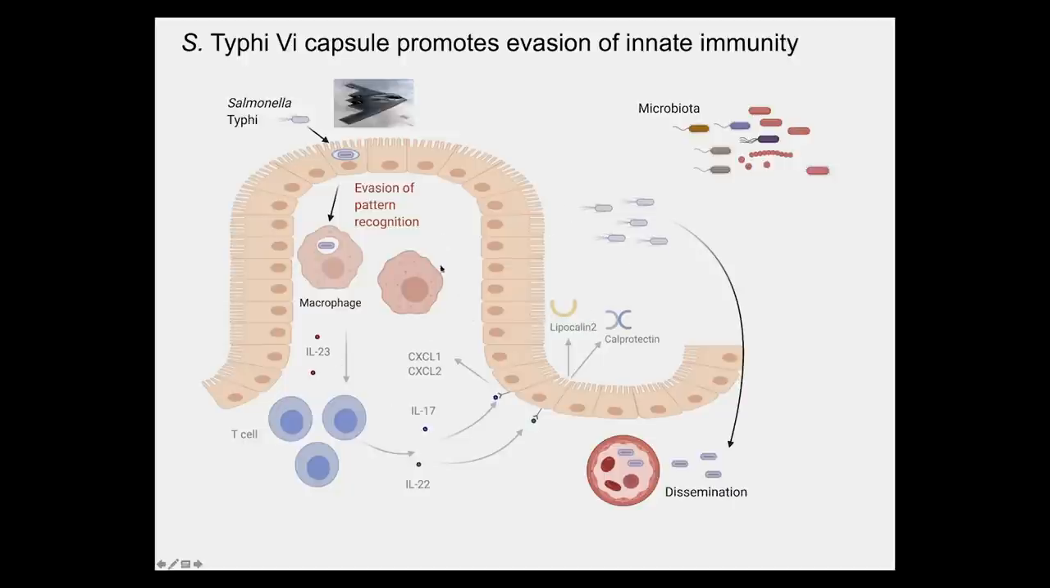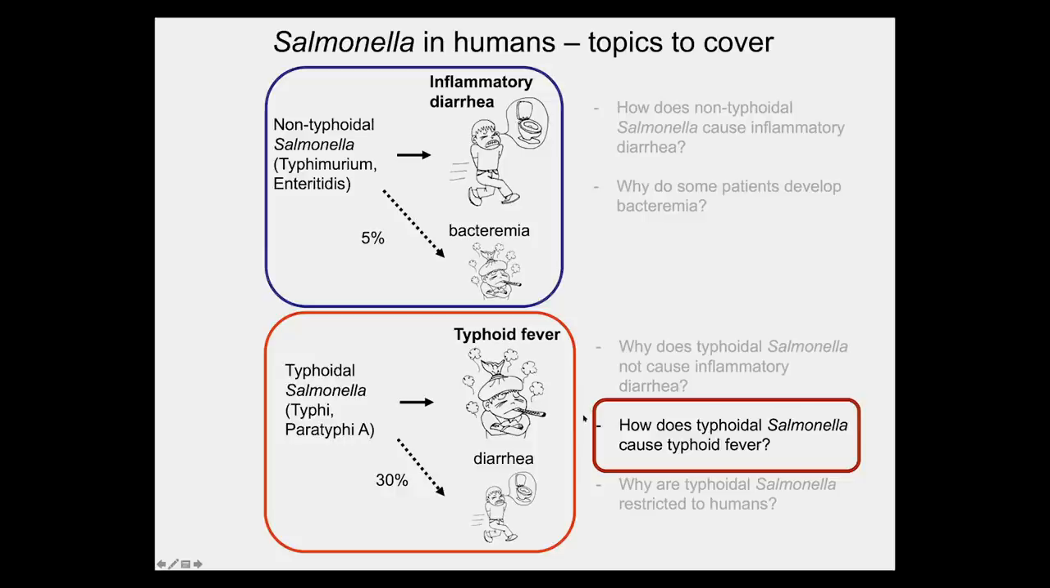We don't know why there is an increased monocytic infiltrate, but we just know that there is really no neutrophil infiltrate, and Salmonella typhi actually disseminates and is able to cause bacteremia. So, but still, how does typhoidal Salmonella cause typhoid fever? The short answer is that we don't completely understand it. However, there are some insights on important virulence factors that might contribute to some characteristics of typhoid fever.